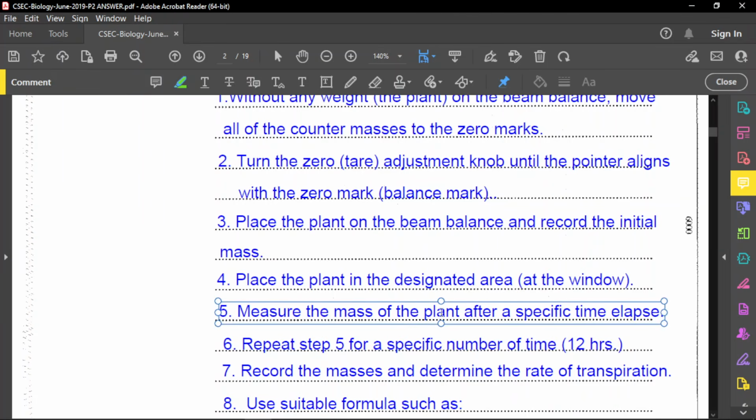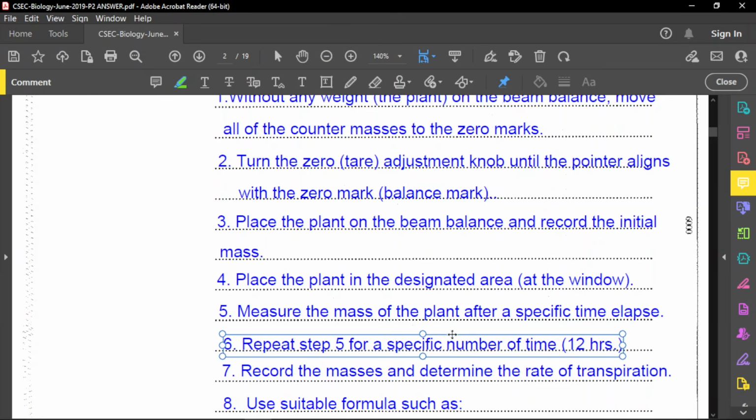And after that, you're going to place the plant in the designated area, which is the window in this case. And then you're going to measure the mass of the plant after a specific time period. And then, of course, you're going to repeat step 5 for a specific number of times. And this will be over a 12 hours period. So if you're going to measure every hour, every half an hour, whichever it is, but you have to measure in a specific time interval over that 12 hours period.